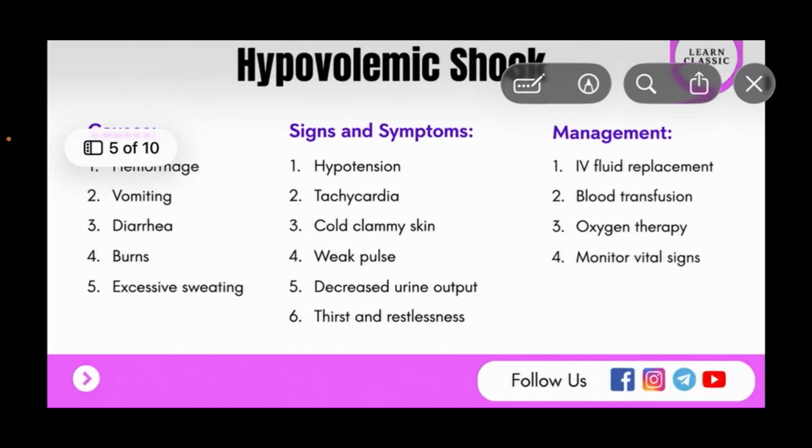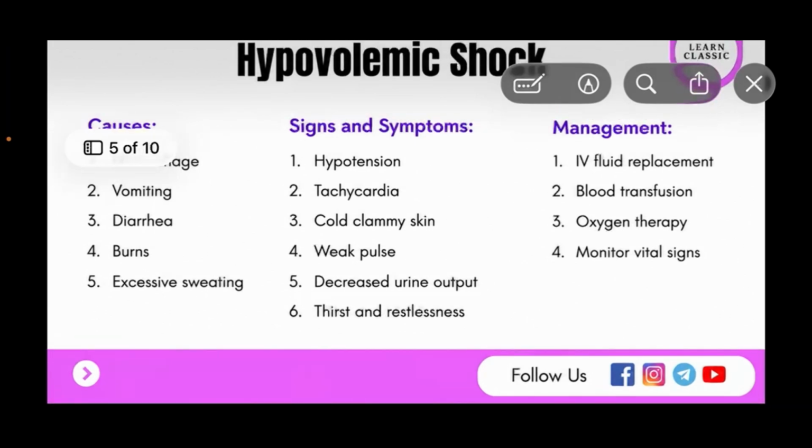Then signs and symptoms, what will you see in hypovolemic shock? You will see hypotension, tachycardia, cold clammy skin, weak pulse, decreased urine output, and then thirst and restlessness. Then management: we have to stop the bleeding immediately, give IV fluids or blood transfusion, provide oxygen, and monitor the vital signs. So this is the main management.